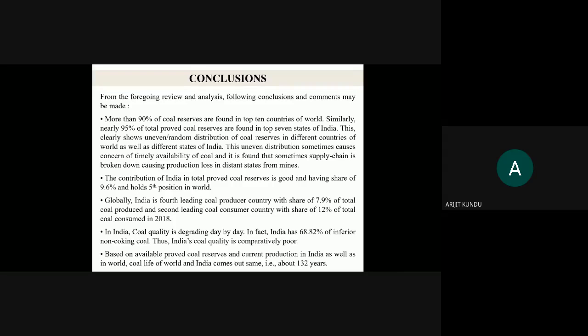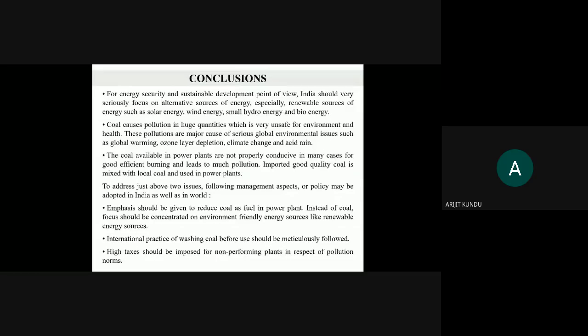Based on available proved coal reserves and current production in India as well as in the world, the coal reserve life of the world and India comes out the same, that is about 132 years. From the energy security and sustainable development point of view, India should very seriously focus on alternative sources of energy. This is the very important point of my paper: we should seriously focus on alternative sources of energy, especially renewable sources such as solar energy, wind energy, small hydro energy, and bioenergy.